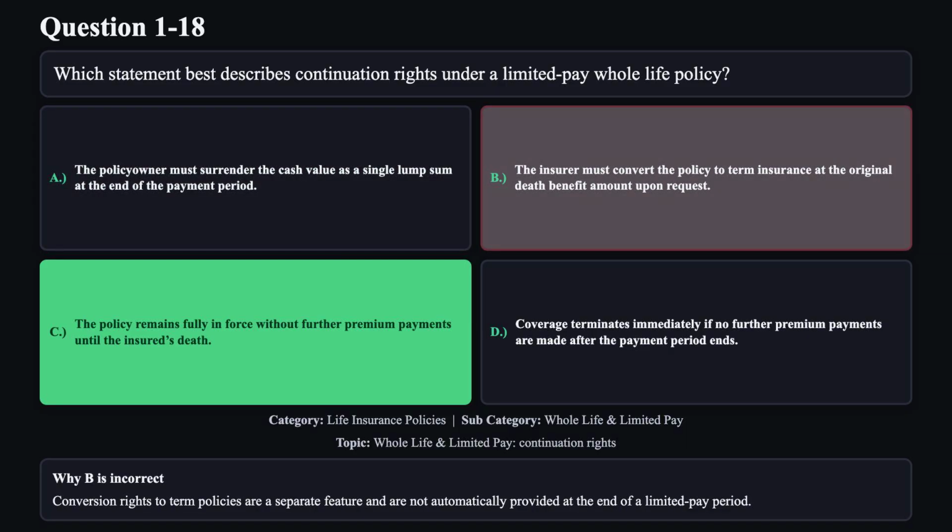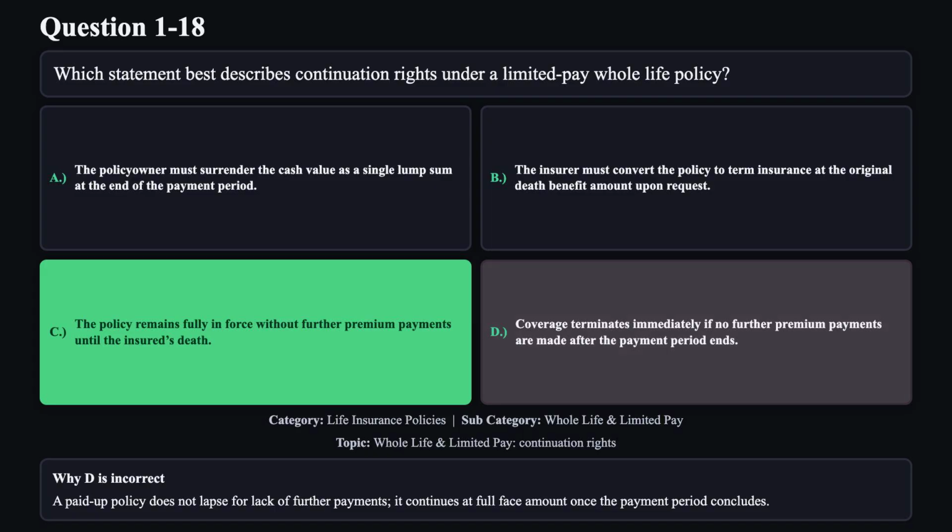Reason B is not correct. Conversion rights to term policies are a separate feature and are not automatically provided at the end of a limited pay period. Reason D is not correct. A paid-up policy does not lapse for lack of further payments. It continues at full face amount once the payment period concludes.